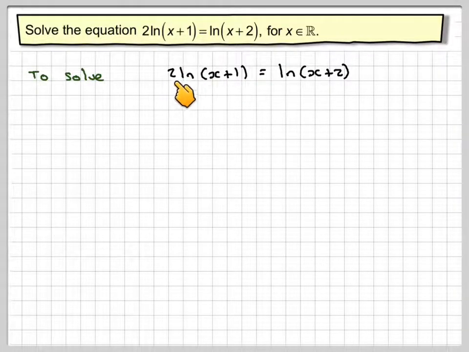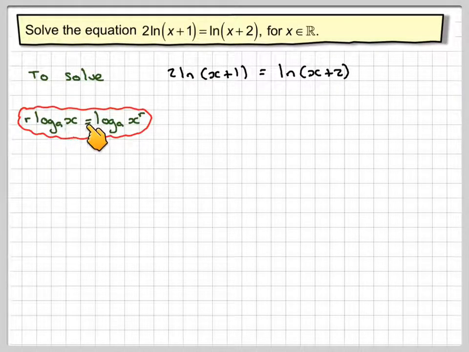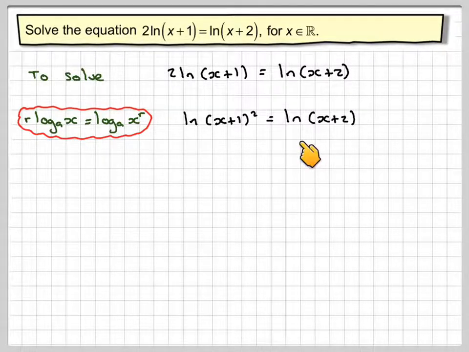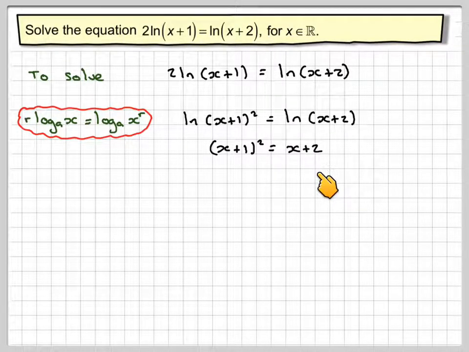The easiest one to apply is that we've got 2 in front, and we know that r log_a of x means log_a of x to the r, so we can move that 2 up here. So we've got ln((x + 1)^2) = ln(x + 2). Now because we've got ln on both sides, (x + 1)^2 has to be equal to x + 2. So we've got (x + 1)^2 = x + 2.